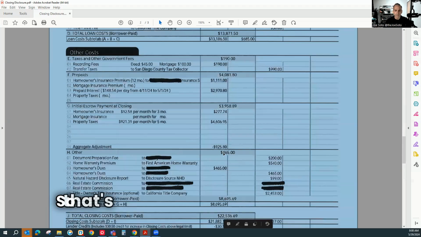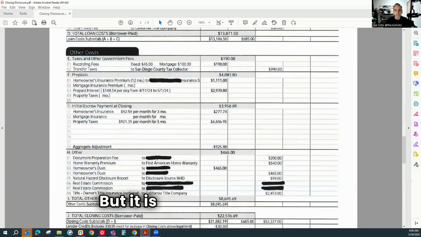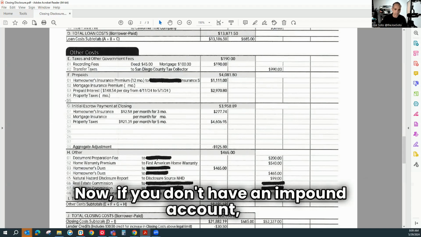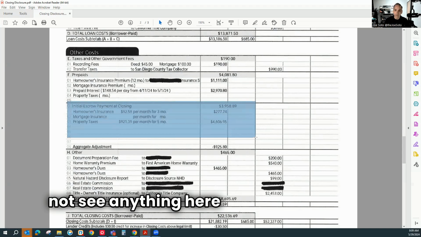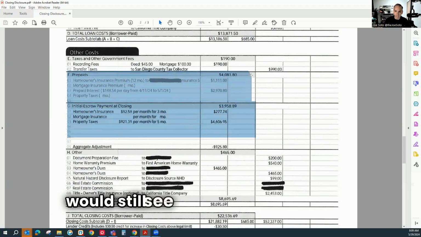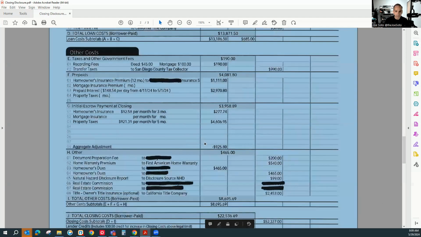So that's everything that you see there, but it is a little bit confusing. You are double paying. You are ahead in the game, but don't worry, it's normal. Everybody's like that. Now, if you don't have an impound account, if you don't impound your taxes and insurance, you would not see anything here in this box, but you would still see stuff in this box.